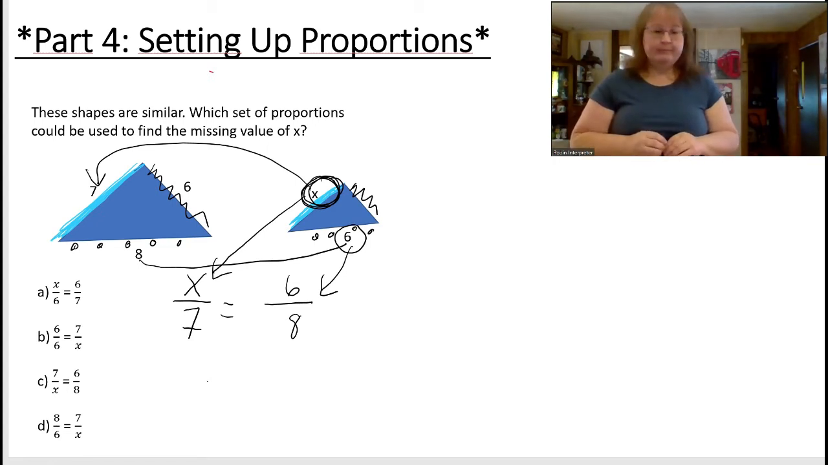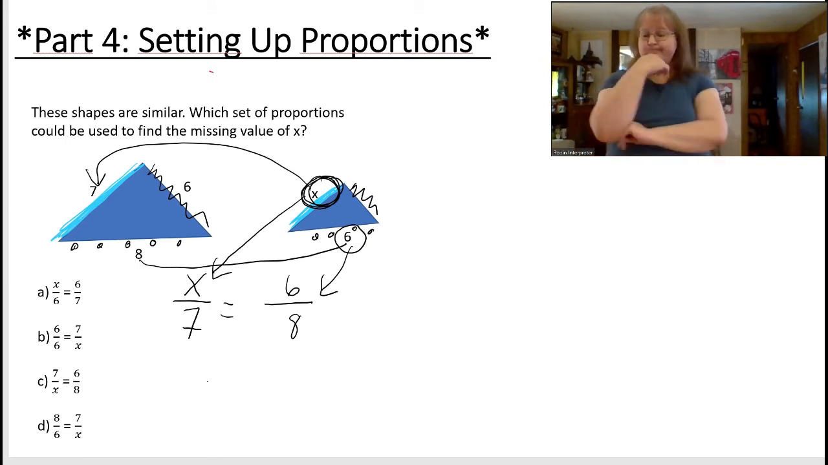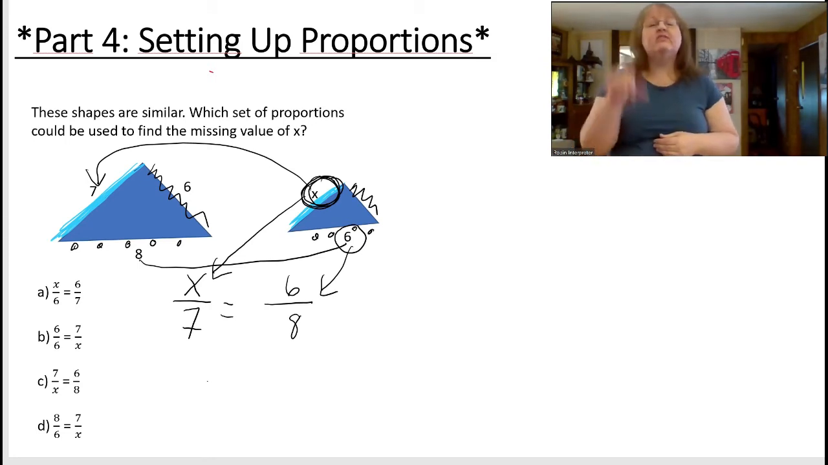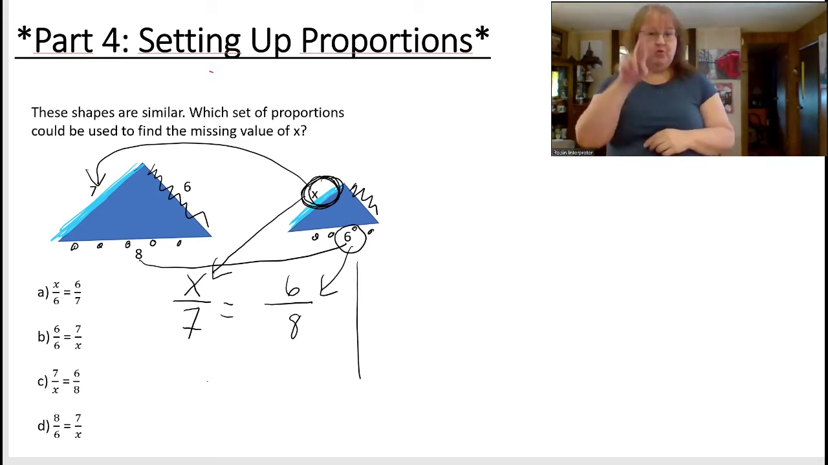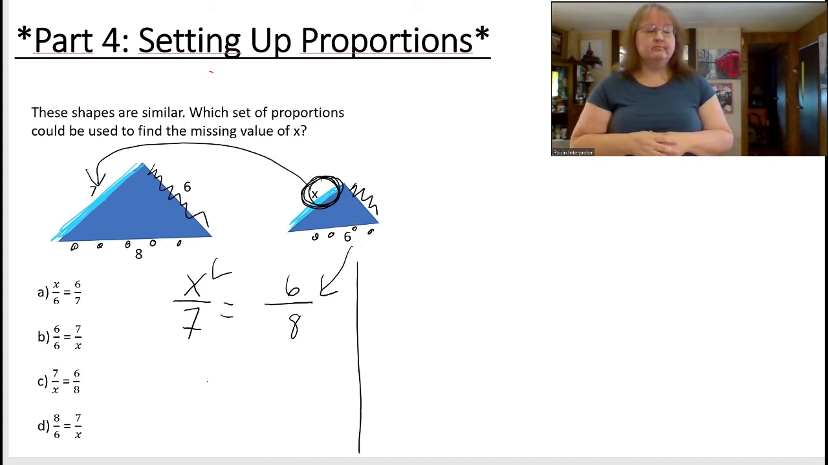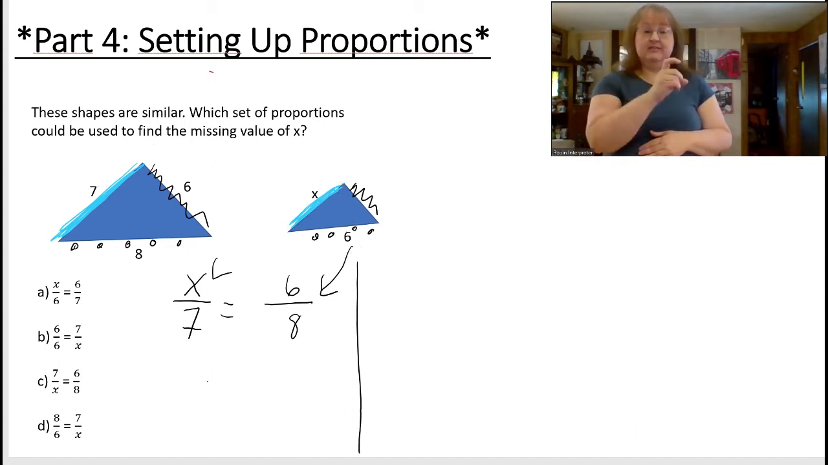7 over x, nope. 7 over x, nope. 7 over x, nope. But I know I did that right. Let's see if there's another way I can write this ratio. So let me erase these little notations over here. All right, so here's my x and here's my 7.